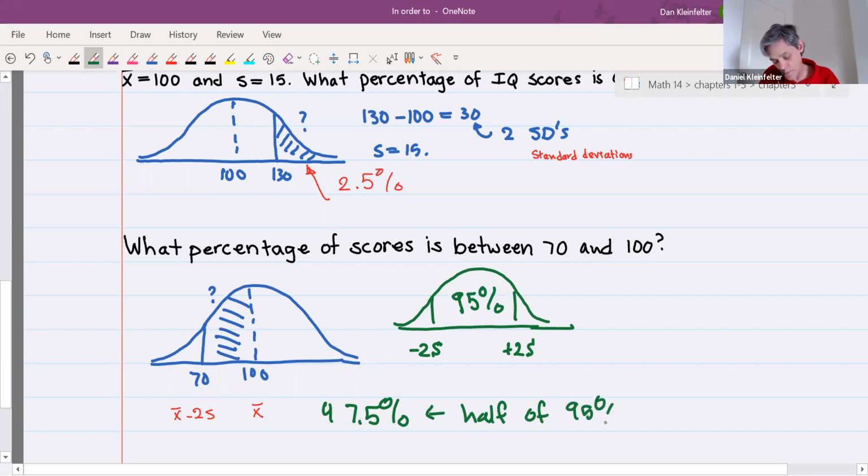Okay, so what this means then is that a little under half, or 47.5%, of these IQ test takers have IQs between 70 and 100.